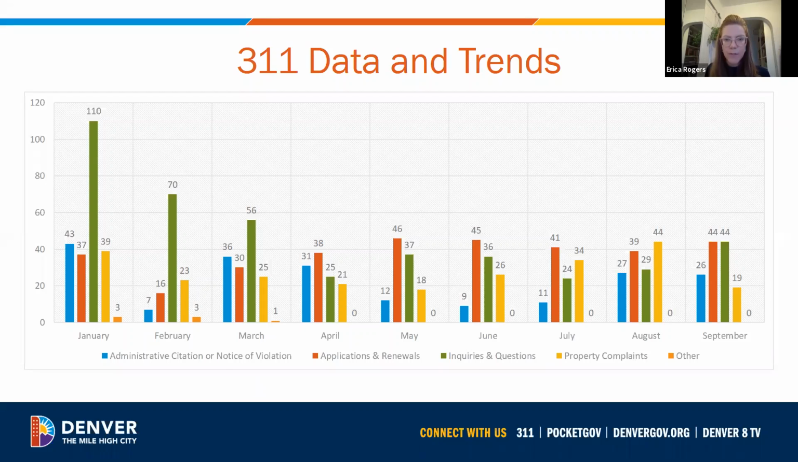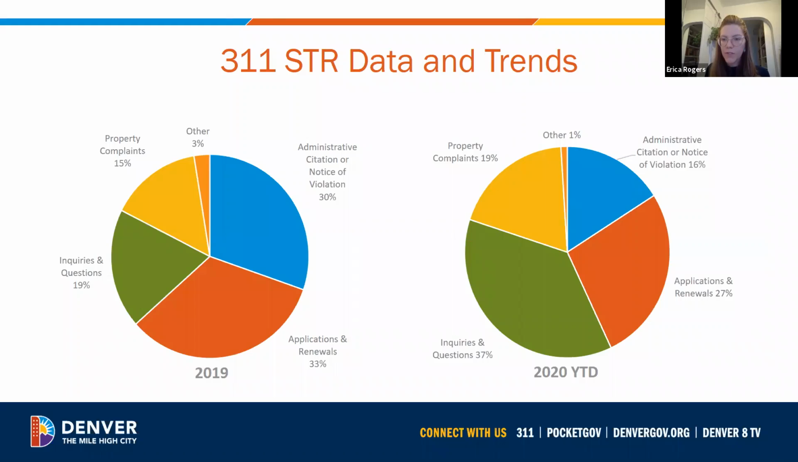And just a third way to view it, even though our raw numbers are down, we're seeing a pretty similar breakdown of the percentage of total calls in each of these categories. Obviously, the biggest growth has been in that general inquiries and questions, with everything else shifting respectively.